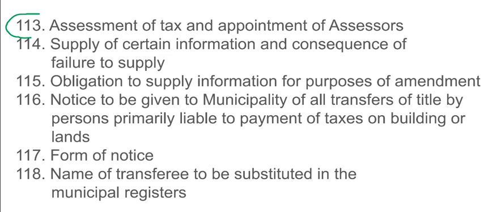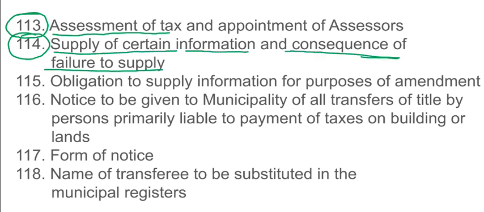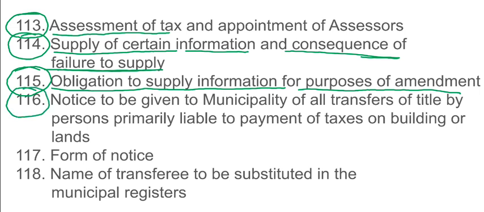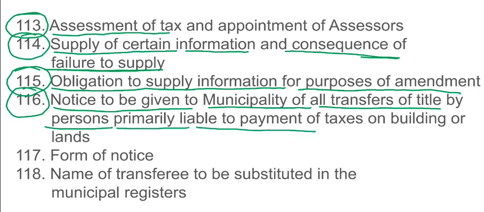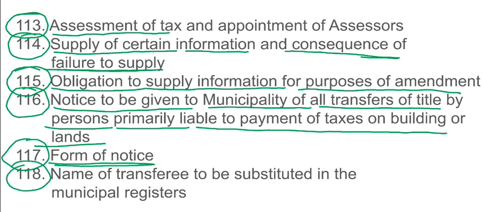Section 113 Assessment of tax and appointment of assessors. Section 114 Supply of certain information and consequence of failure to supply. Section 115 Obligation to supply information for purposes of amendment. Section 116 notice to be given to municipality of all transfers of title by persons primarily liable to payment of taxes on building or lands. Section 117 form of notice. Section 118 name of transferee to be substituted in the municipal registers.